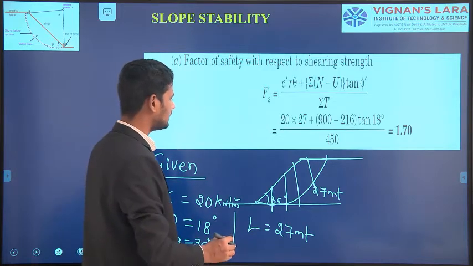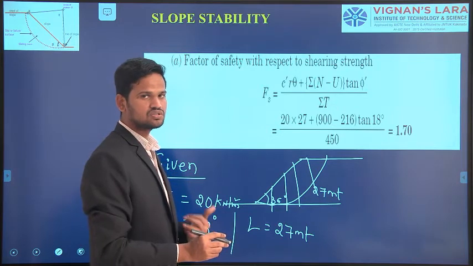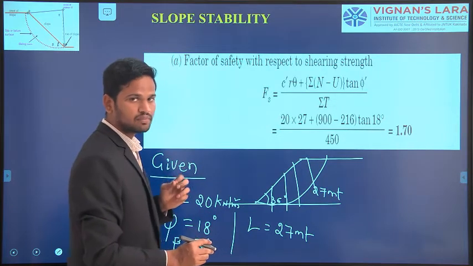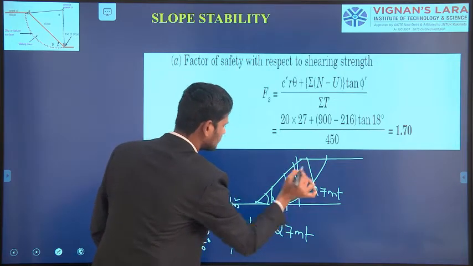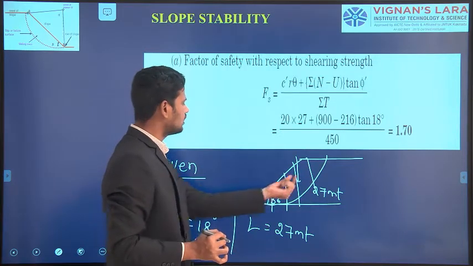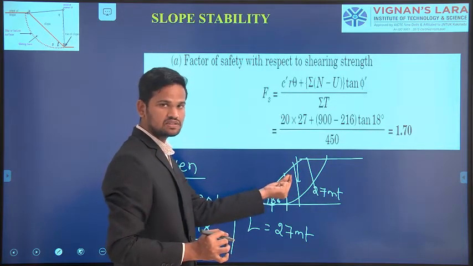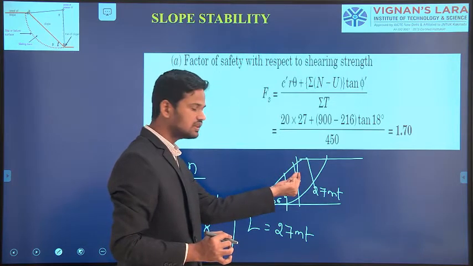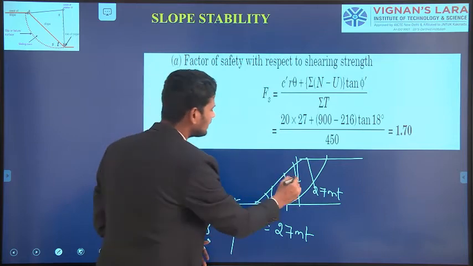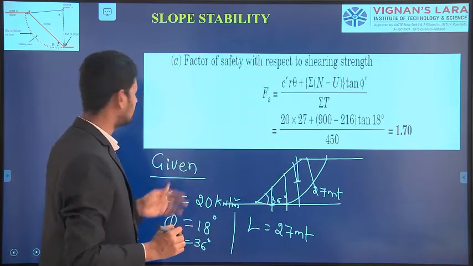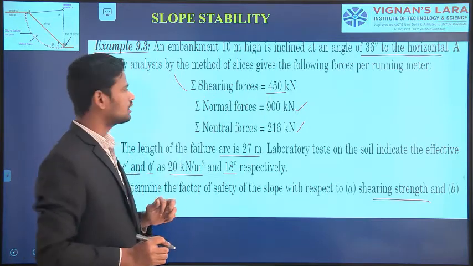If you observe here, in the question itself they give the normal force values, shear force values, as well as neutral forces values. That means in this slope, due to some external forces or other forces or the soil self weight itself, the slope is caused to fail. That means it is shearing the soil. That shear force of the soil is given in the problem as 450 kilonewton.